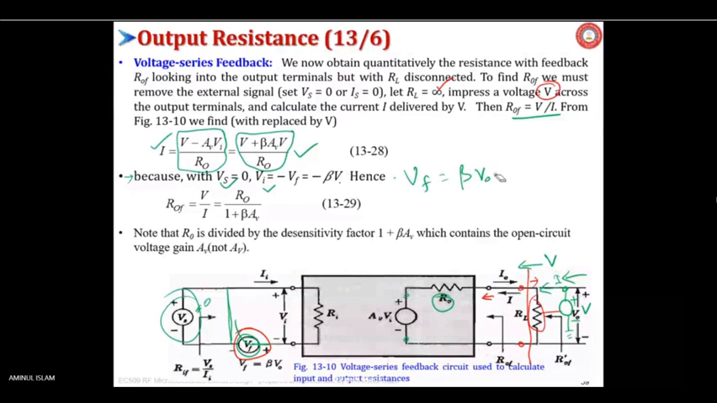Okay, definition wise, what is beta? Sorry, not this. Beta is VF by VO. This VO was coming from this side. It was tapped from here. Now in this case, we are applying V here, and the output side was VF. If you consider that block diagram, that VF is connected here. Yes.